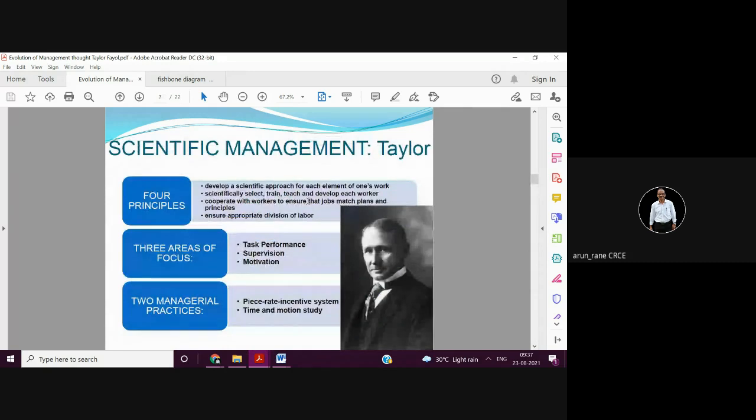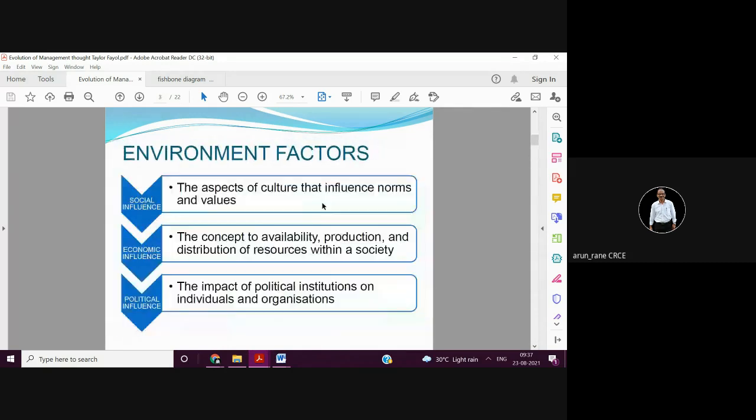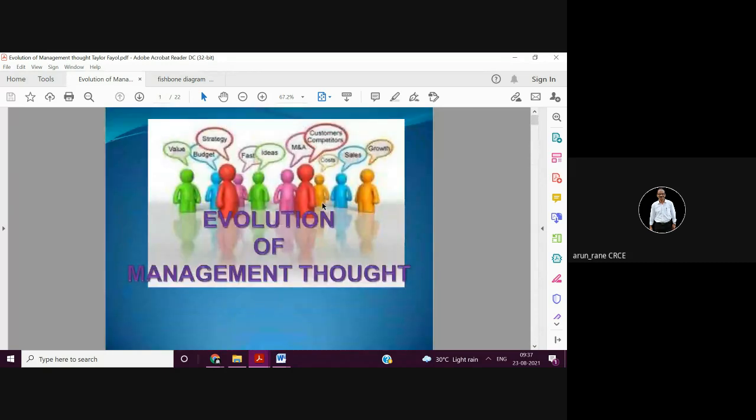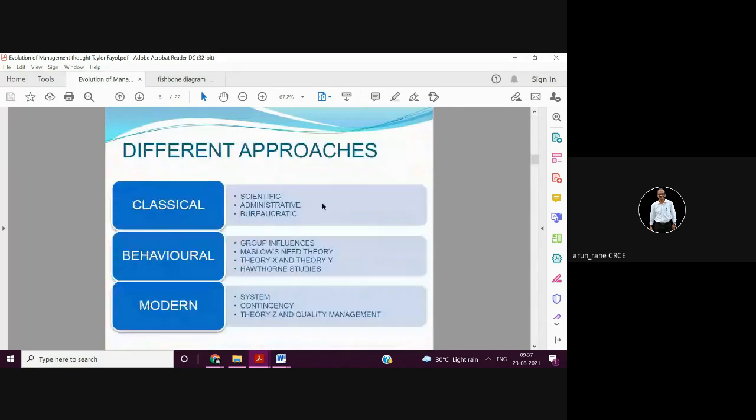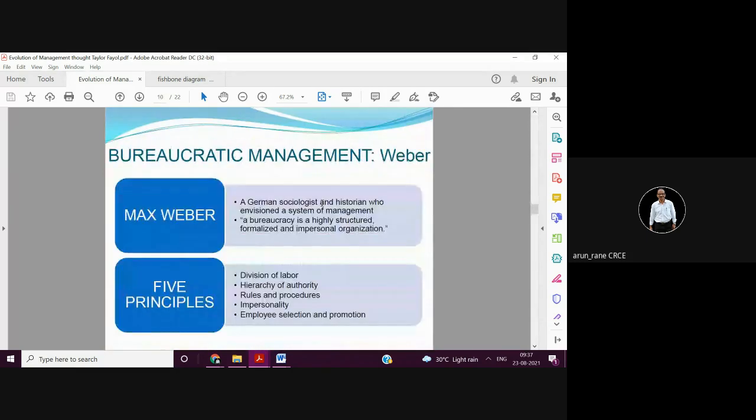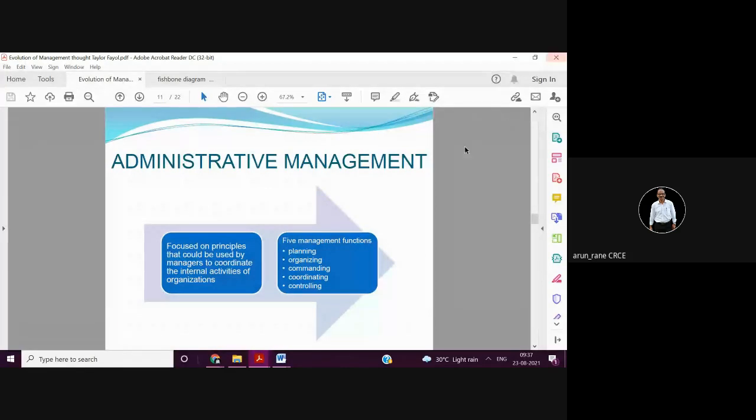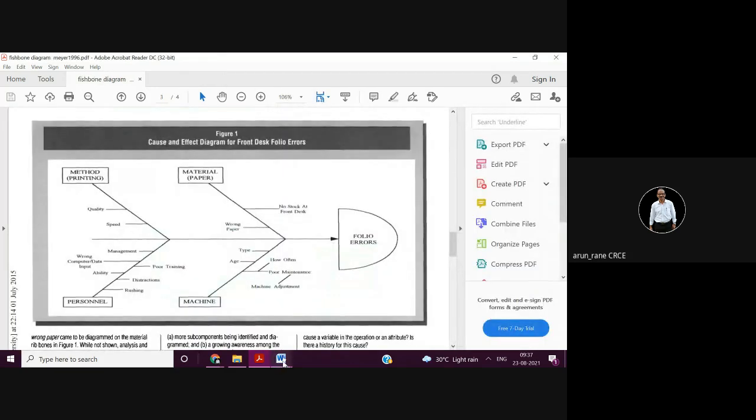Okay, so I thought I'll just give you a push. Just remember that the principles suggested by Taylor and the principles suggested by Fayol, more or less look the same, but there is a difference. So do not mix up.